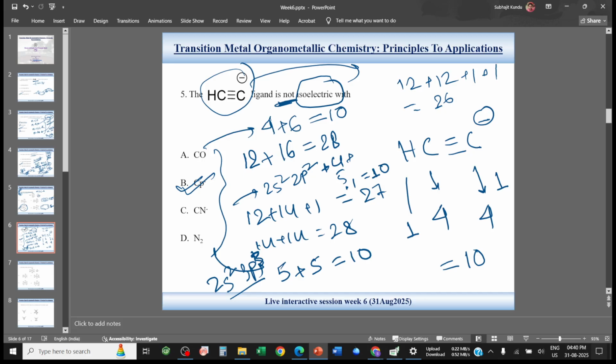Is it clear? Yes, sir. So when it says total valence electrons, then only we add the total number of electrons for this. But isoelectronic means the electrons that take part in the reactions, not the core electrons.